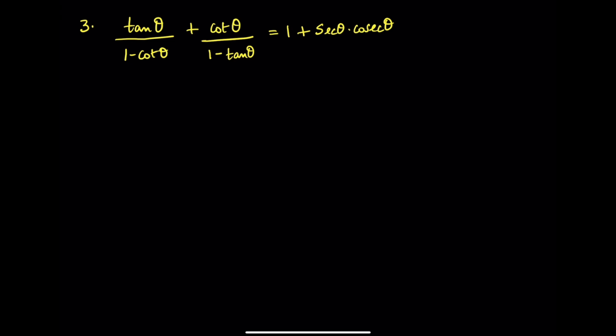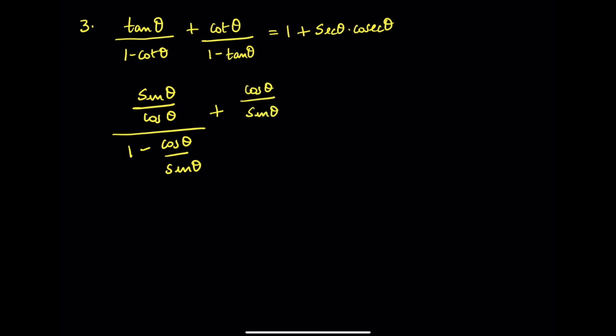So here we clearly see that the left hand side has tan and cot, and the right hand side that we want to achieve has secant and cosecant, which is nothing but 1 by cos and 1 by sine. So to achieve that, we have to define tan theta in terms of sine and cos, and we apply the same method to cot as well. So this will be sine theta by cos theta divided by 1 minus cos theta by sine theta, plus cot theta is cos theta by sine theta divided by 1 minus sine theta by cos theta.